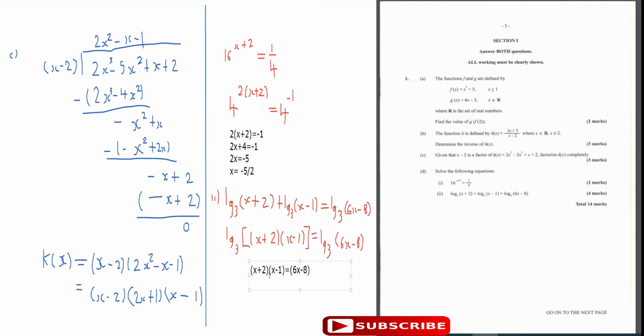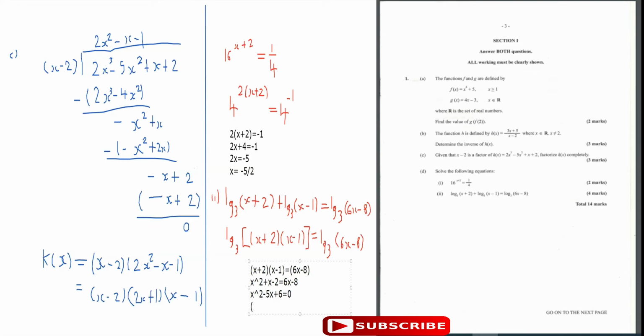So we may feel free to go ahead and expand this side. That looks like x squared plus x minus 2 is equal to 6x minus 8. We can go ahead to say that we'll have x squared, bring over the 6x so it becomes minus 5x, bring over the minus 8 so it becomes plus 8, equal to 0. So we have x squared minus 5x plus 6 equals 0.